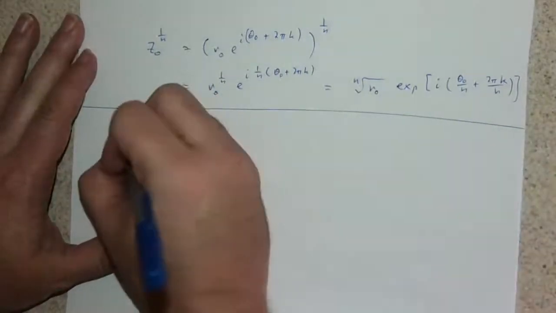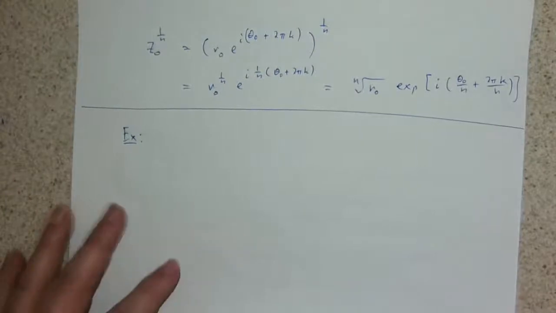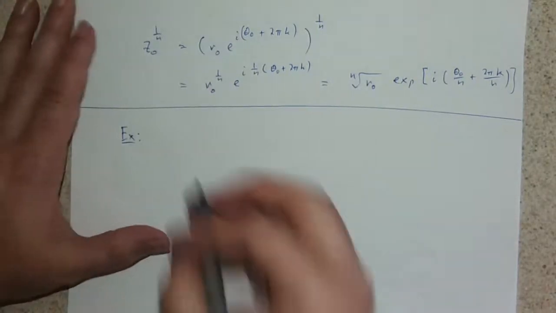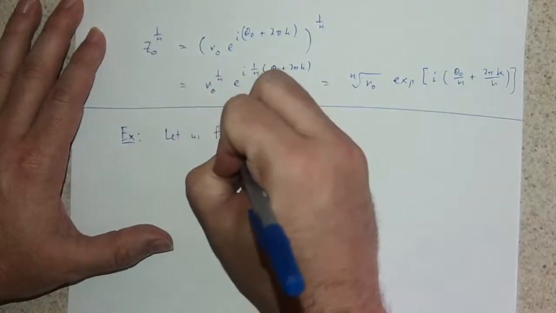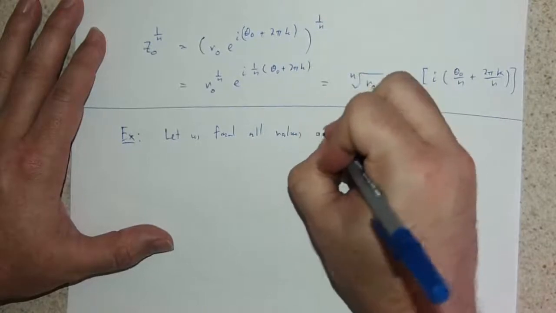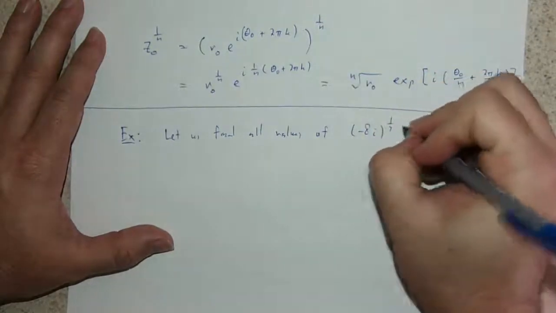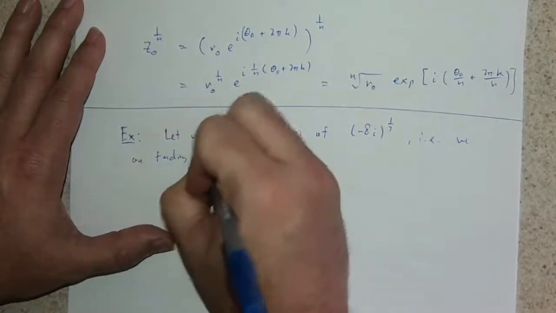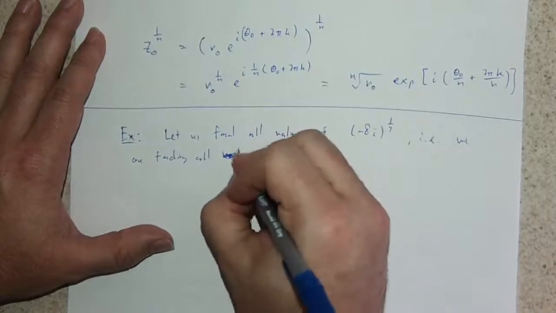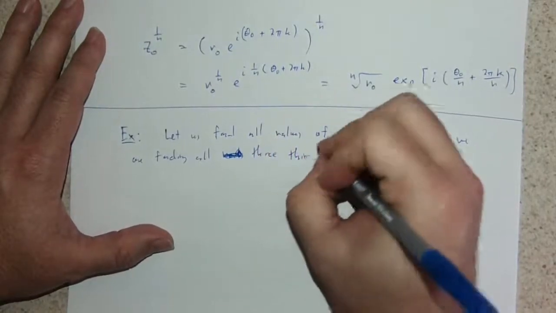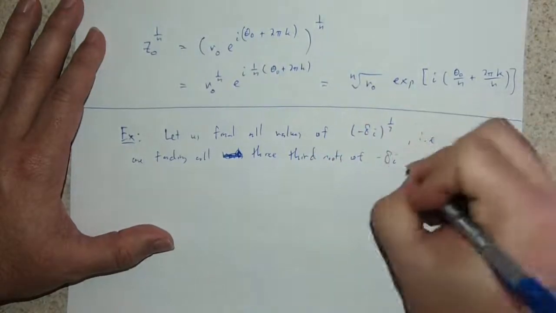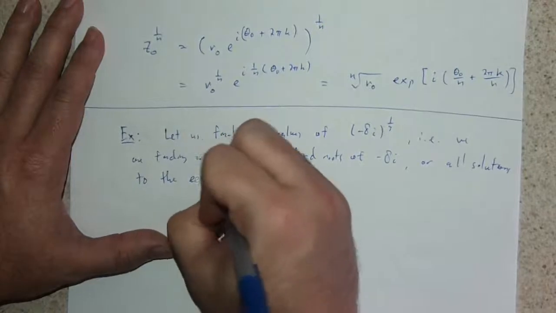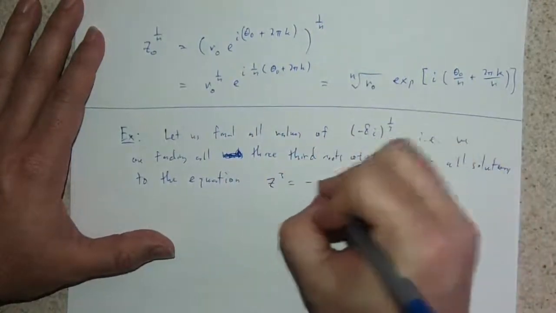How do I actually find these roots? I think I even gave you this one for the homework. This is basically how these homework problems of finding the roots go. So let us find all values of minus 8i to the 1/3, i.e., we are finding all third roots, I should say all 3 third roots, of minus 8i, or all solutions to the equation z cubed is equal to minus 8i.